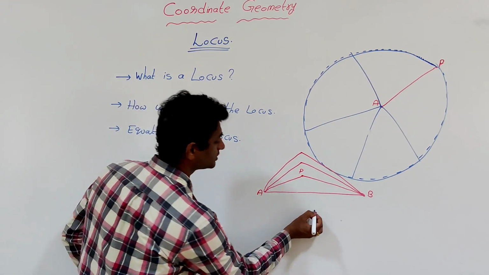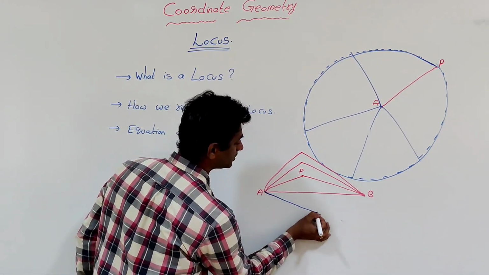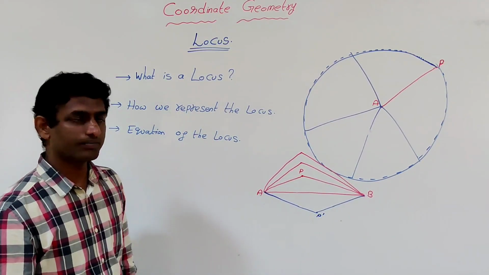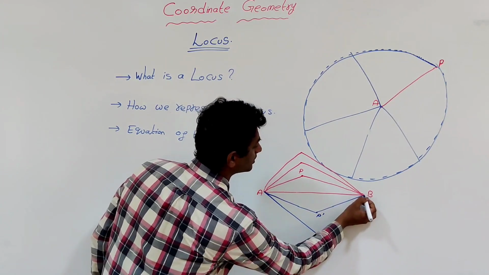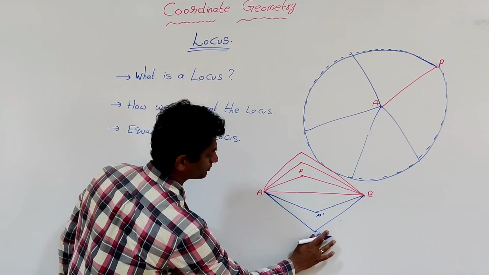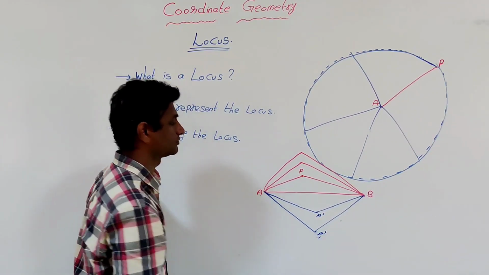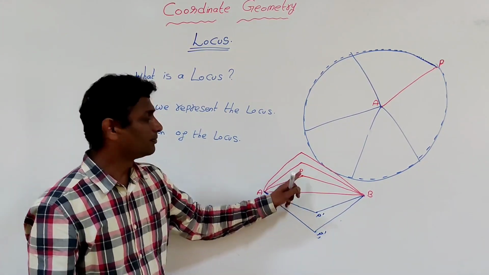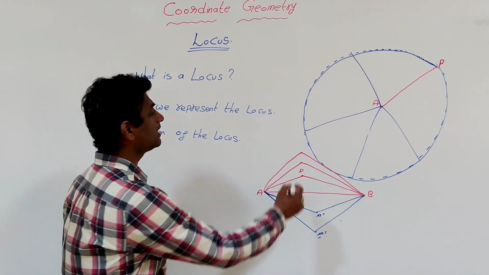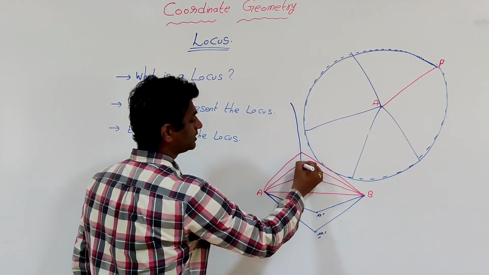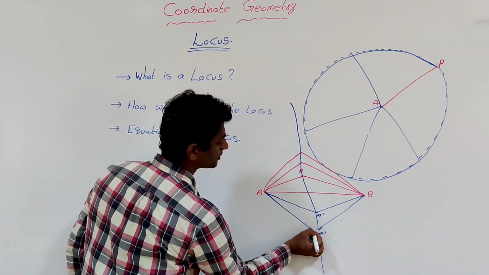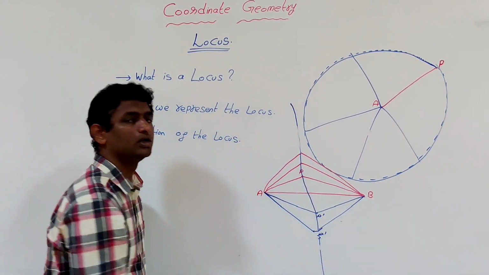Or we can have it in this way, the distance from here to here and the distance from P dash to A and B will be the same. Or we can have it like this, P double dash. So these are the points which are equidistant from A and B. Now, if we club all the points which are equidistant, then the set of points is called the locus.